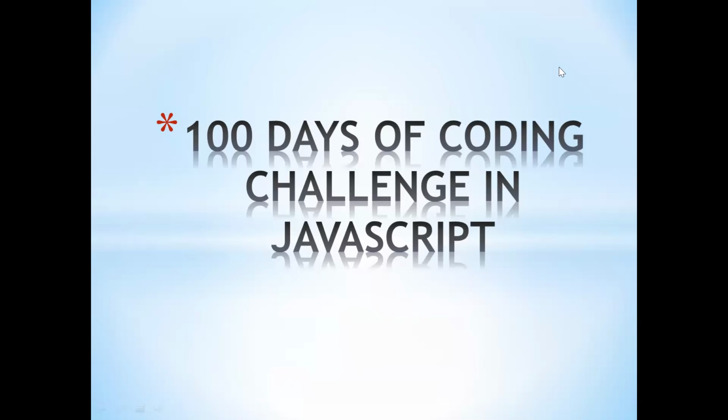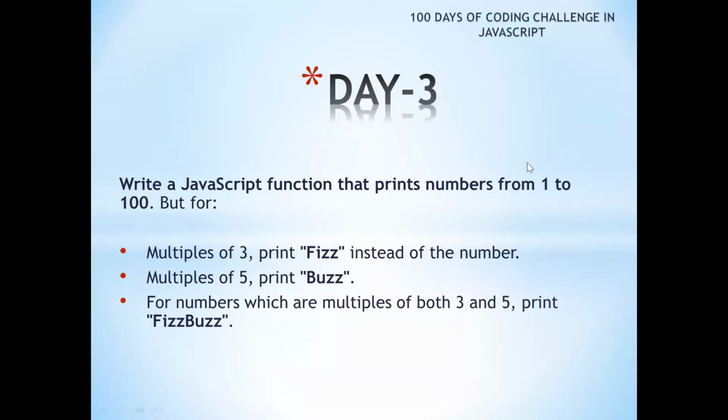Today's challenge is a fun and classic one, and this question is often asked in coding interviews. So if we see the question, what we have to do is print the numbers from 1 to 100, but on the basis of certain conditions, right? Correct? So now let's move to our VS Code and start solving this.